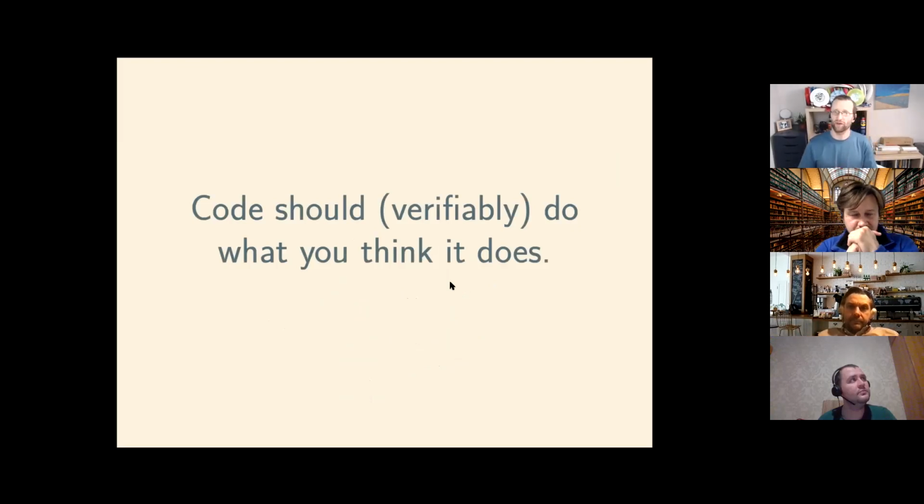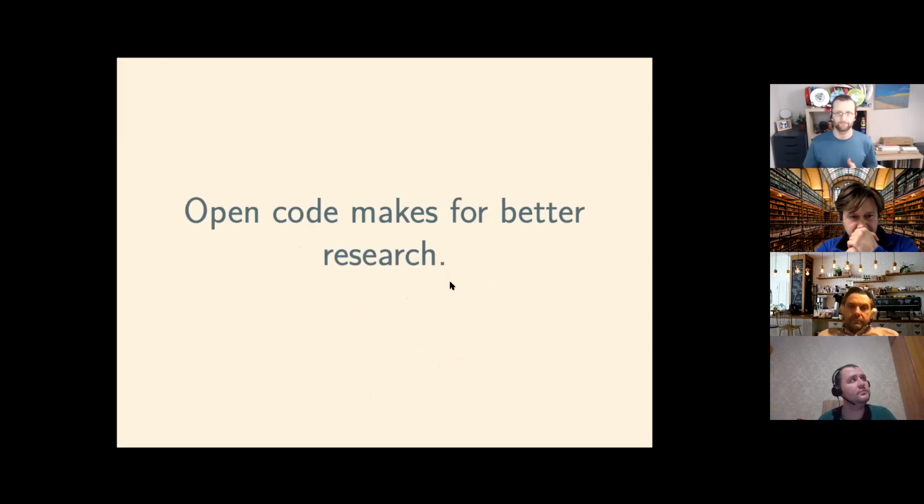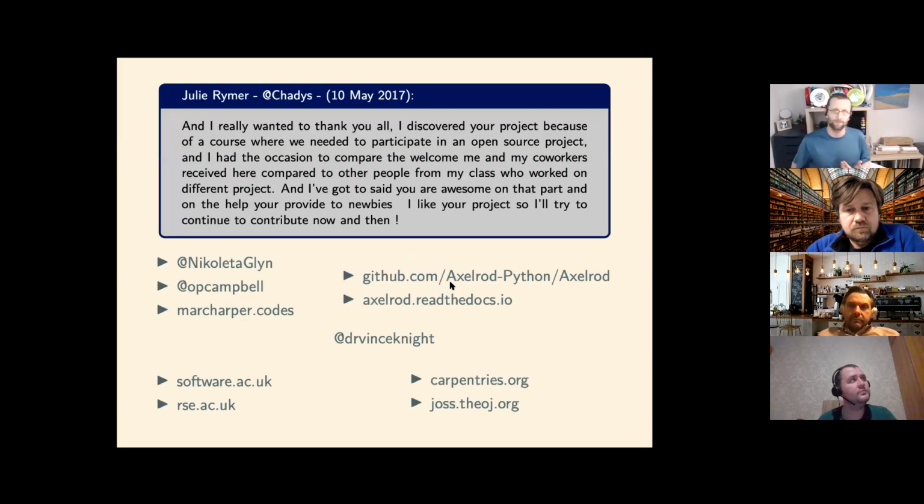So some conclusions. Code should always verifiably do what you think it does. You shouldn't have to trust the code; you should know that it does what you think it does. Open code makes for better research. This is something that I'm adamant about. If your code is open, then it can only be improved. For example, in my first blog post, where we tried to reproduce the results of Axelrod, people were able to come and take a look and say, oh, but that's not right, I don't think that should be that. And that's great. That helps improve the process.